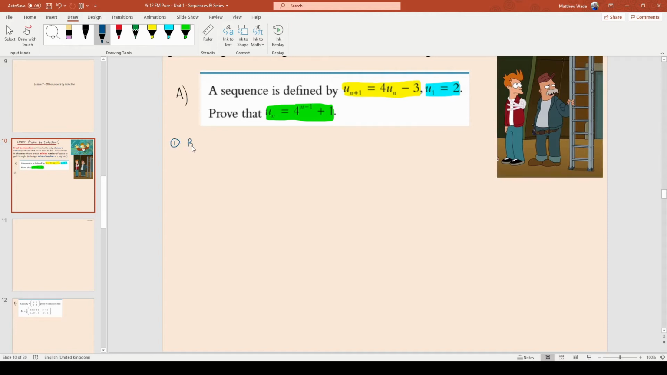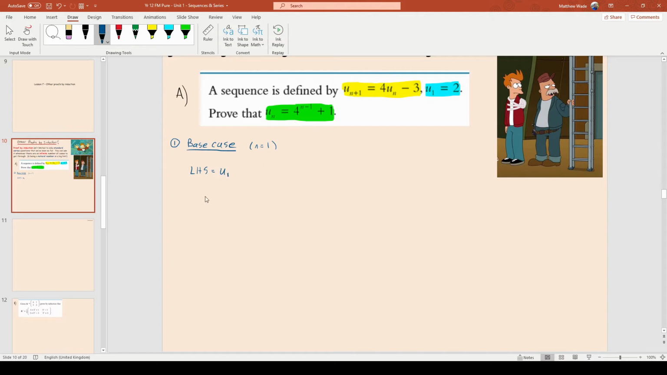Okay, base case. We need to show that this works for at least one number to start with, because remember, that's what we're doing. We're establishing it works for at least something. The base case is usually easiest with n equals 1. On the left-hand side, LHS, in green, the thing we're trying to prove, the left-hand side is just going to equal U1.